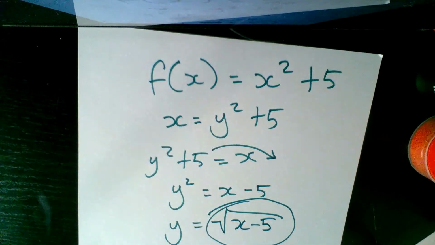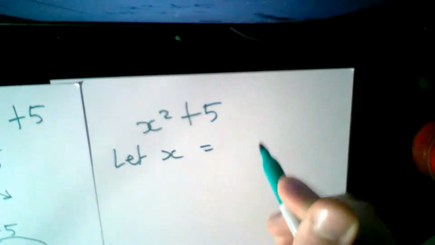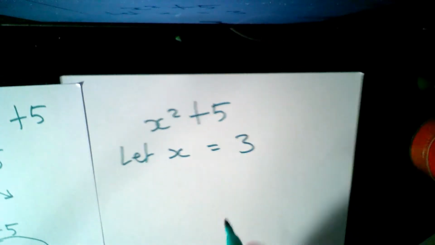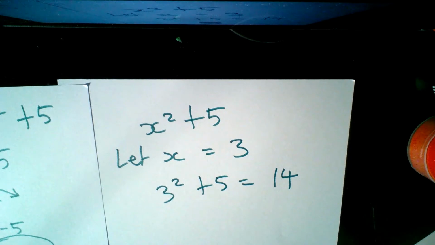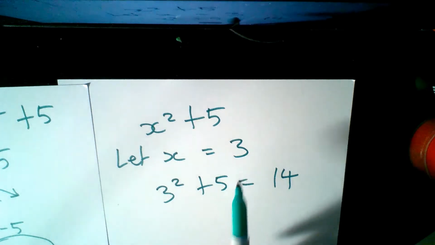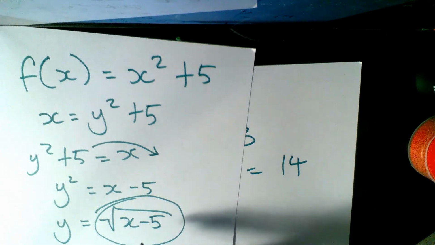If you don't understand, I'll show you an example where it will make it much clearer. So we said that the original function was x squared plus 5. Now let x equal 3. So 3 squared plus 5 equals 9 plus 5 equals 14. Now, what if they only gave us the 14? Would we be able to go back and find the 3? Well, yes, we found the inverse function, the square root of x minus 5.